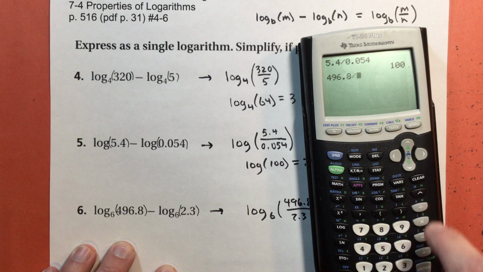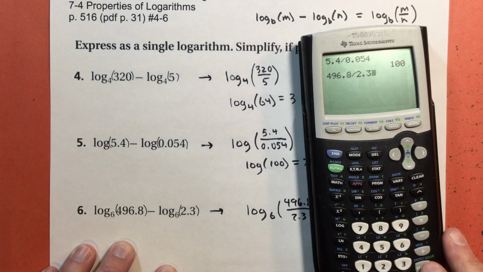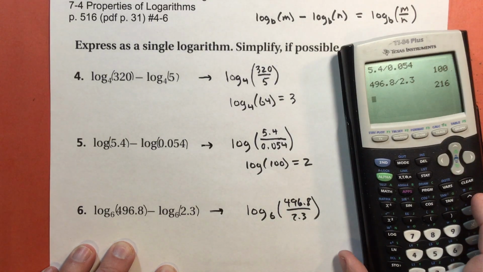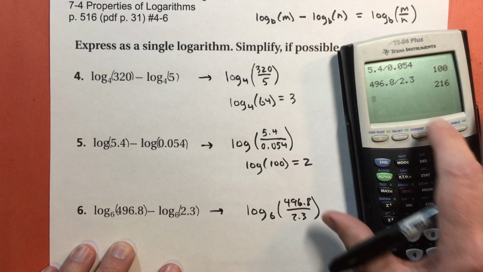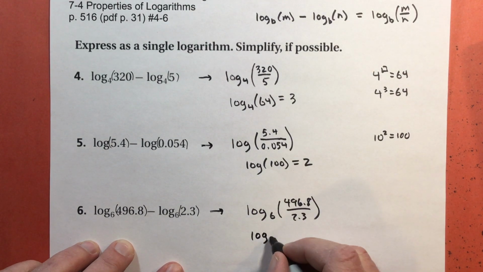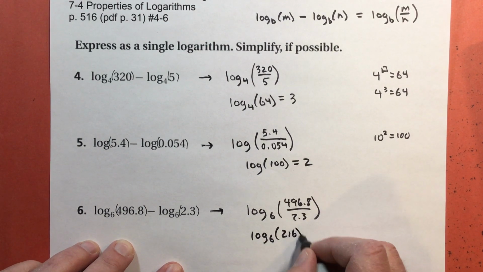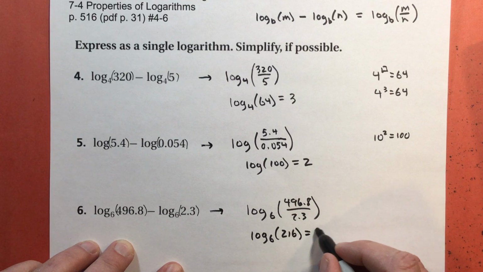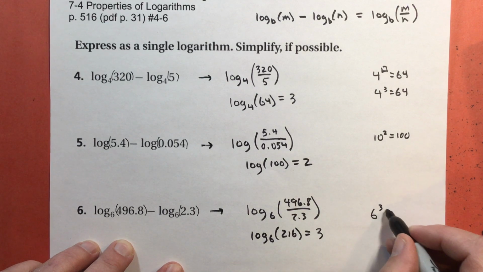496.8 divided by 2.3. I bet you it's 216. Yeah, that was my guess. And why did I guess it? Because 216 is a power, and this looks like it would probably work out that way. So this is log base 6 of 216, which equals 3, because 6 to the third power equals 216.